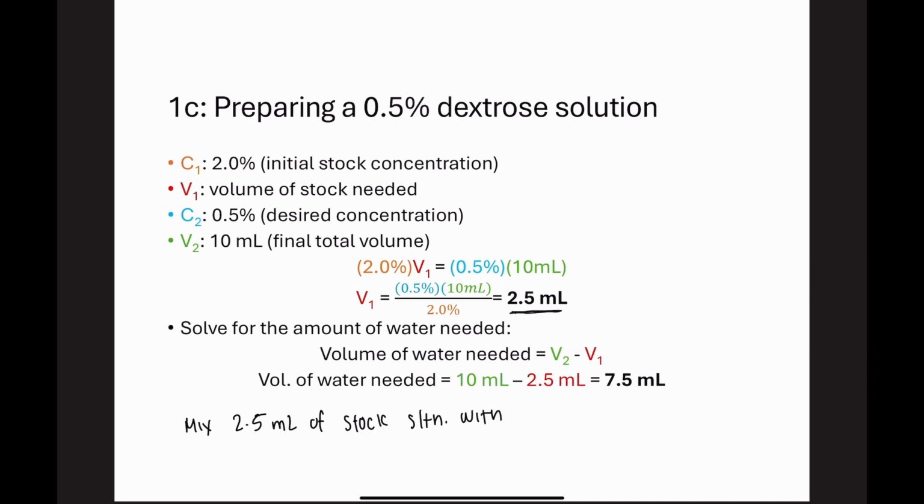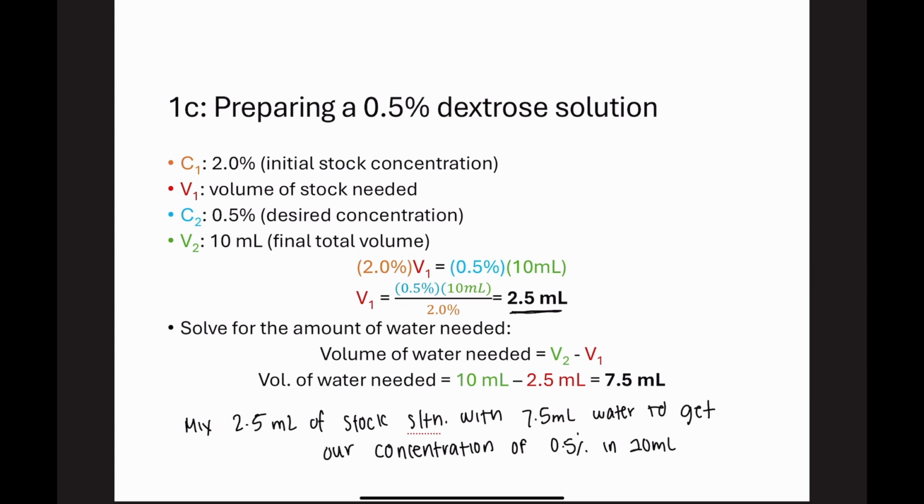It means that we need to mix 2.5 milliliters of stock solution with 7.5 milliliters of water to get our desired concentration of 0.5% in 10 milliliters.